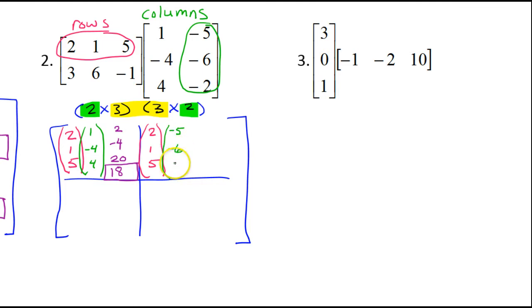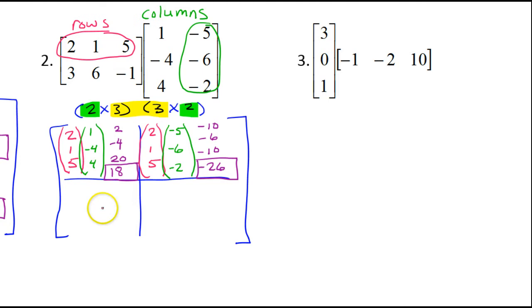-5, -6, -2. Okay, so I'm multiplying the first row by the second column, since I'm looking for the entry that's in the first row and the second column. If I do this, I will get -10, -6, and -10 again. If I add these up, let's see, -10 and -10, that's -20. So I will have -26. So this will be the entry for the first row, second column.